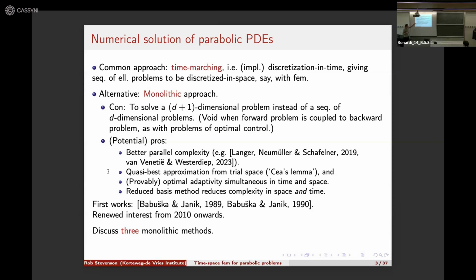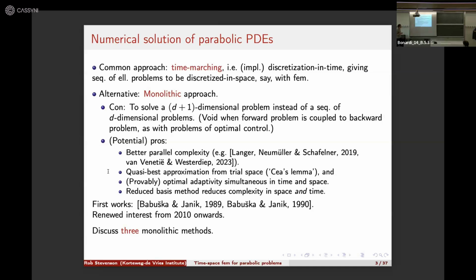And I will also show some application with the reduced basis method. If you do the reduced basis method with time marching methods, you only reduce the complexity in space, but not in time. And with this method, you also reduce the complexity in time.